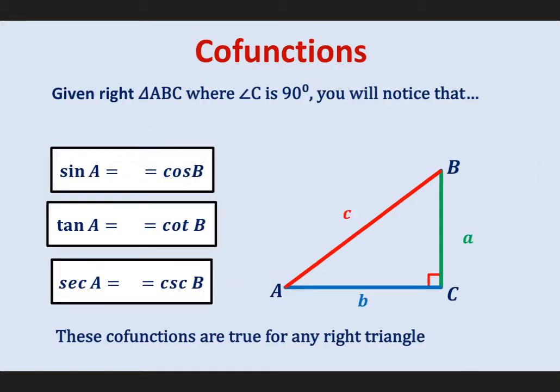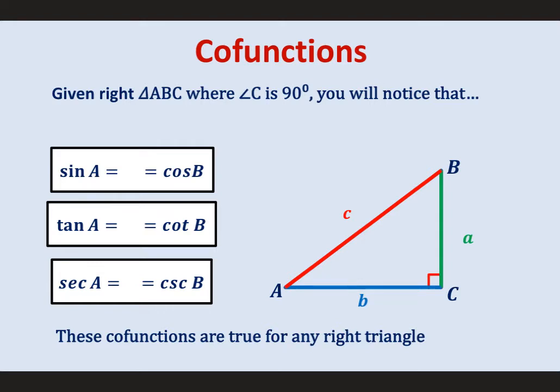All right, so one thing we're going to talk about real quick is something called cofunctions. So normally we match up sine with cosecant, tangent with cotangent, and cosine with secant. Now, that's matched up based on reciprocal. They also match up with their co-function based on something else. So given a right triangle ABC, where C is the 90-degree angle, we're going to notice something.